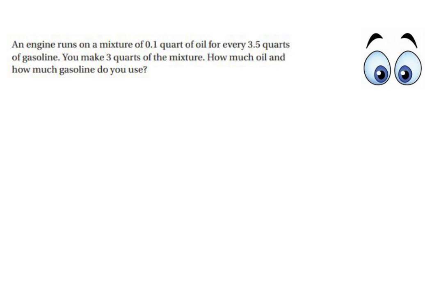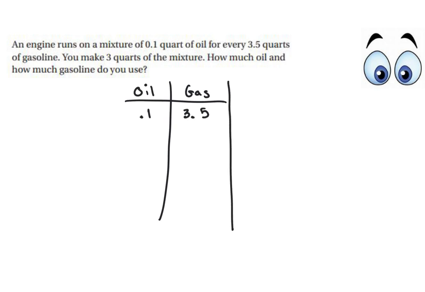An engine runs on a mixture of 0.1 quarts of oil for every 3.5 quarts of gasoline. So let's make our table. Oil and gas. Oil is 0.1 quarts and gas is 3.5. You make a 3-quart mixture. How much oil and how much gas do you use? So this right now is 3.6.